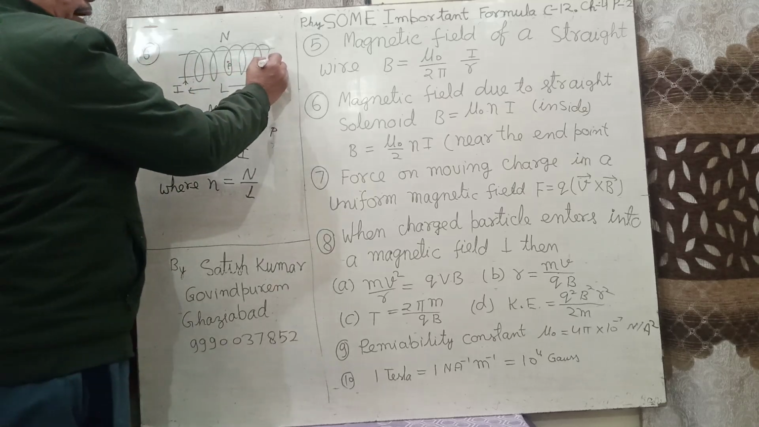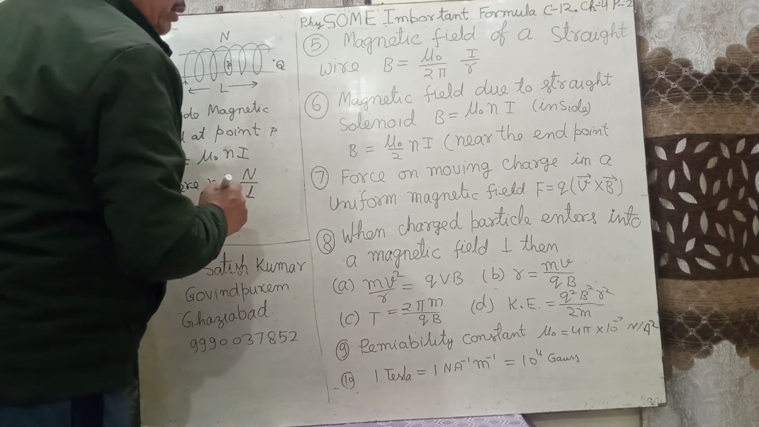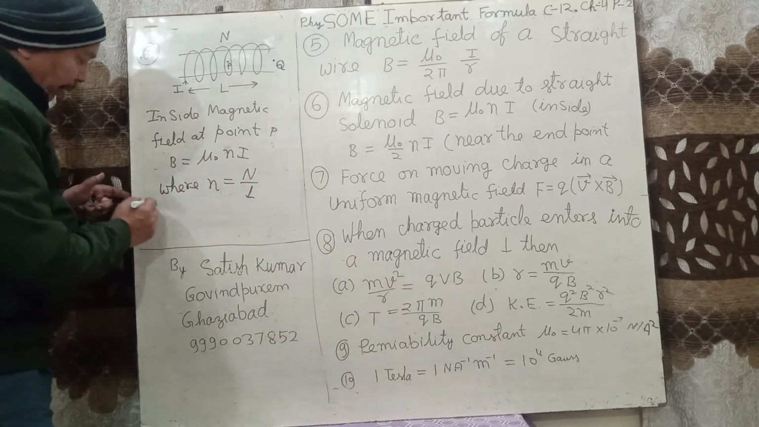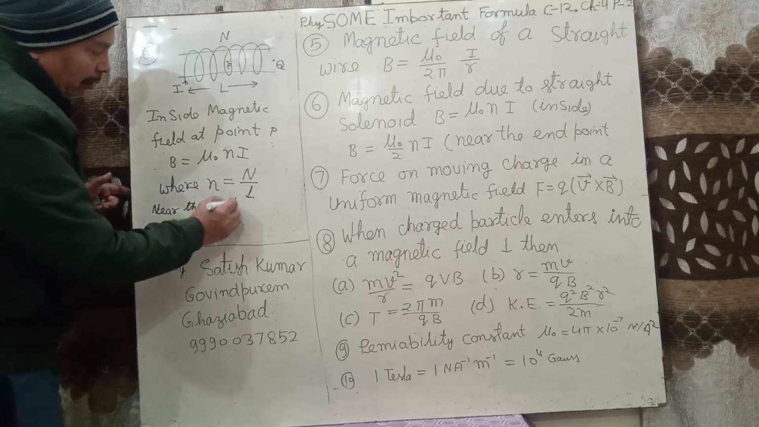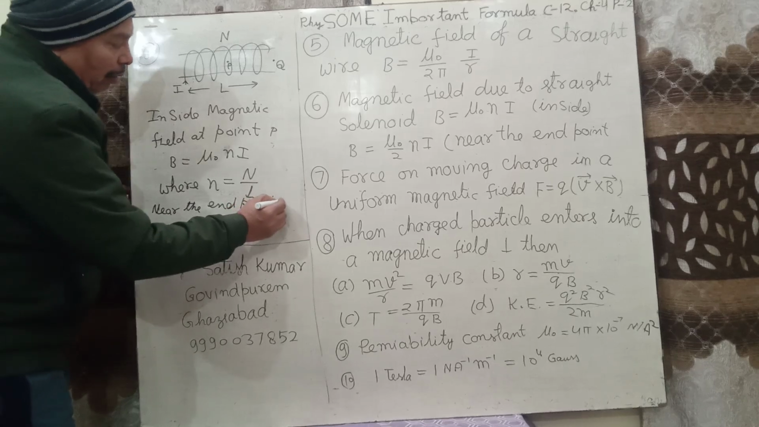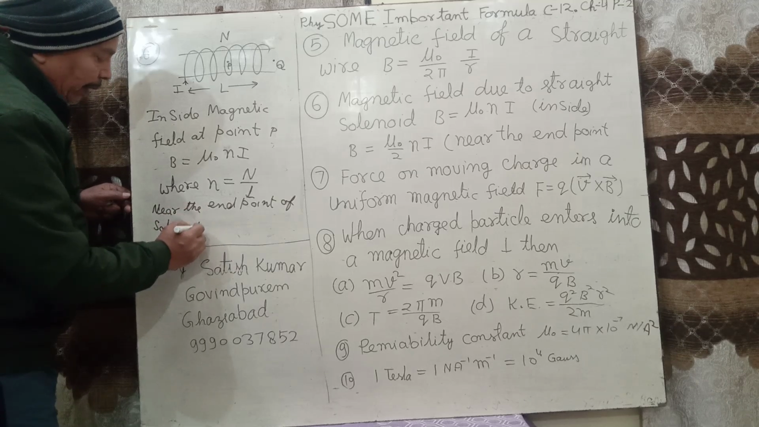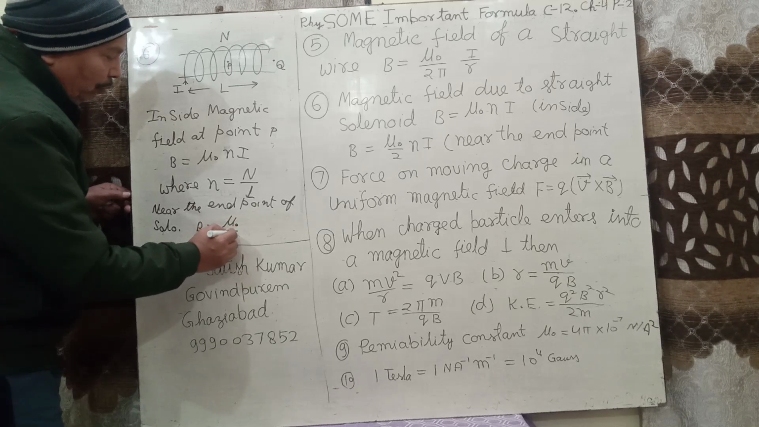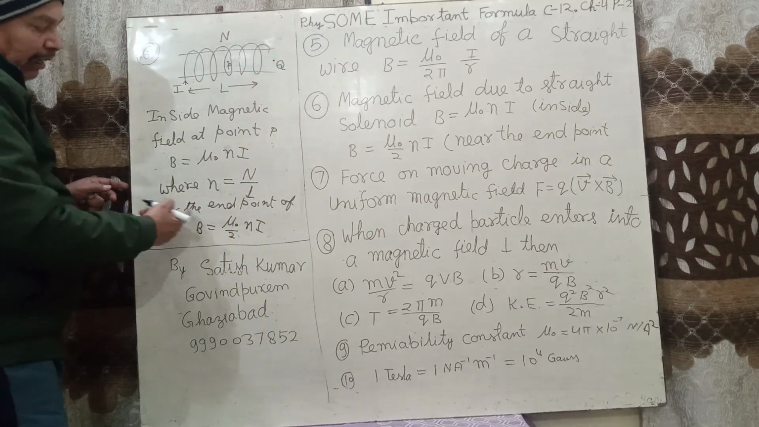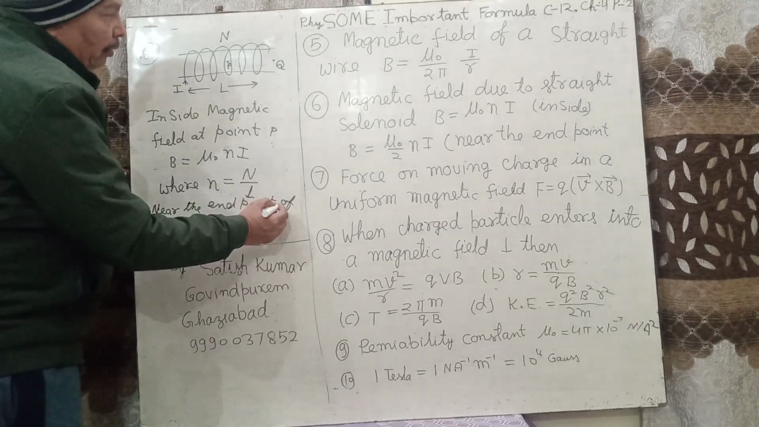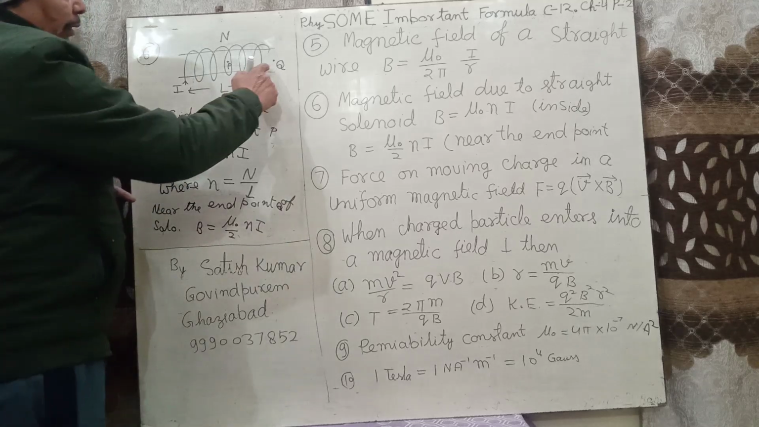Now at the point Q, near the end point of the solenoid, the magnetic field B equals mu naught upon 2, small n I, at point Q near the end point. At Q, the magnetic field is this.